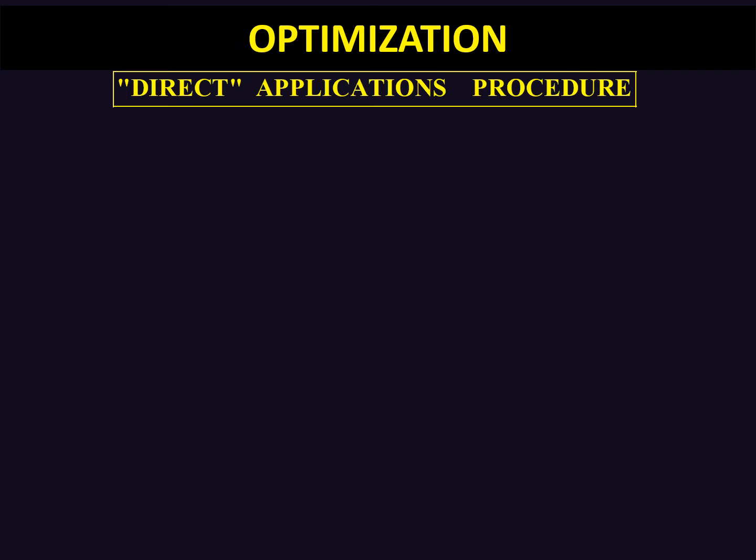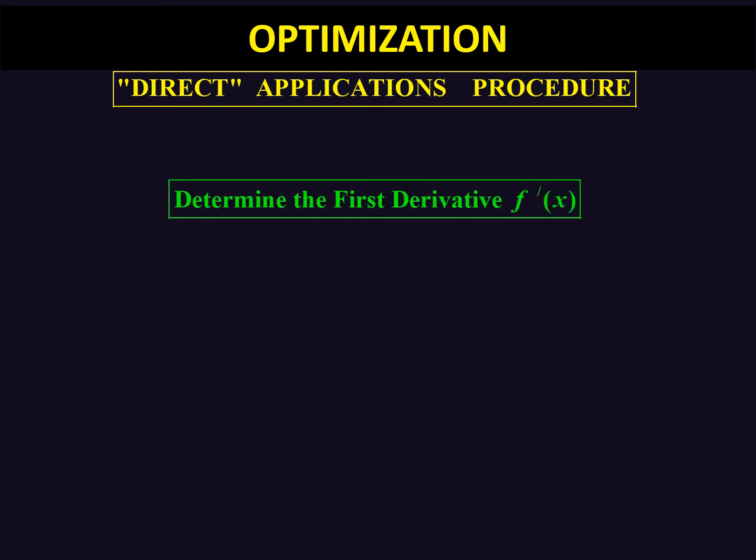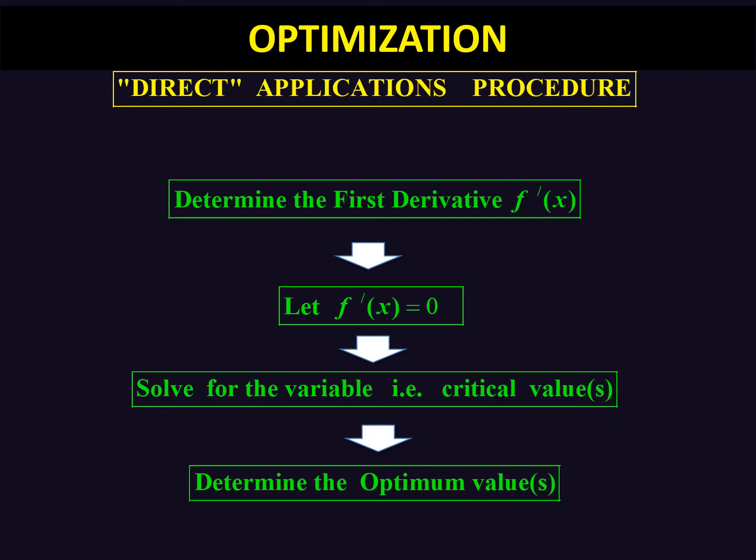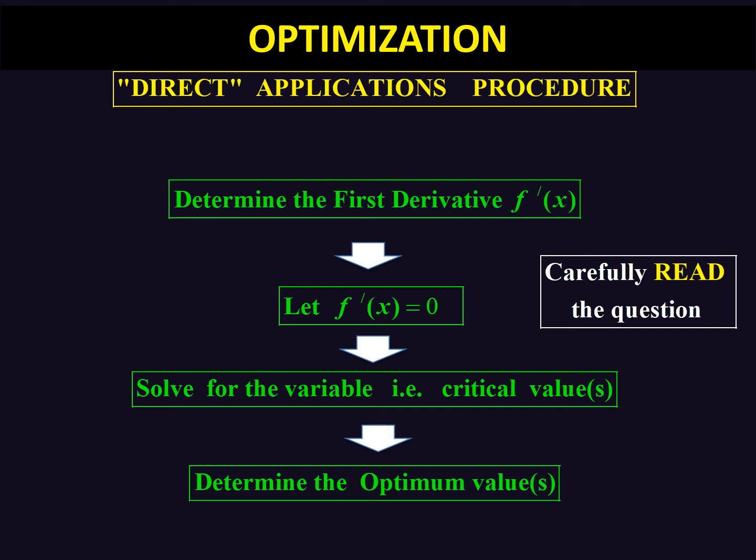Now let's look at the direct application procedure, right? As we said, what did we say there? The objective function is given. So we can immediately find the first derivative. What should we do with the first derivative? That's right, we have to equate it to 0. This then results in an equation. That's correct. And that equation, we'll have to solve it. And the value or values that we obtain are known as the critical values there. Then, once we obtain the critical values, we can determine the optimum value. And as before, what do I always emphasize with you? Always read your question carefully, right? To see whether you are actually answering the question or not.